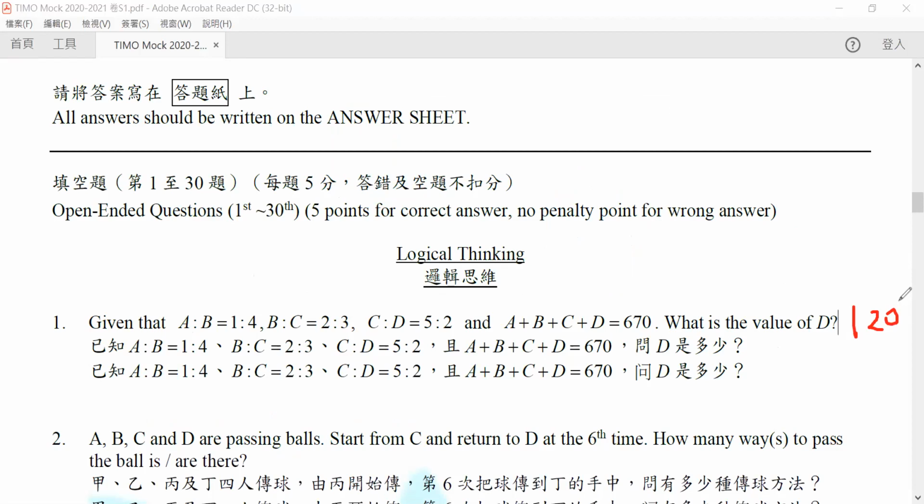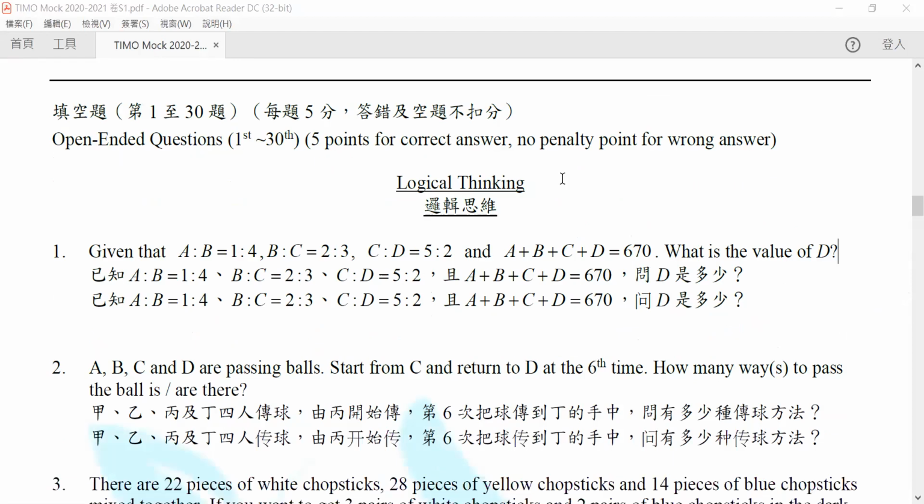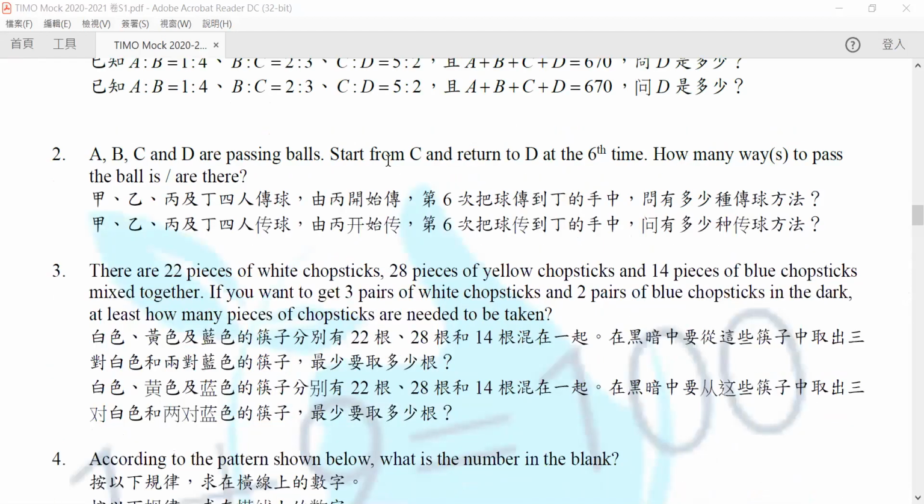All right. Okay, now let's go to the second question. A, B, C, and D are passing a ball starting from C and returning to D for the sixth time. How many ways to pass the ball are there?